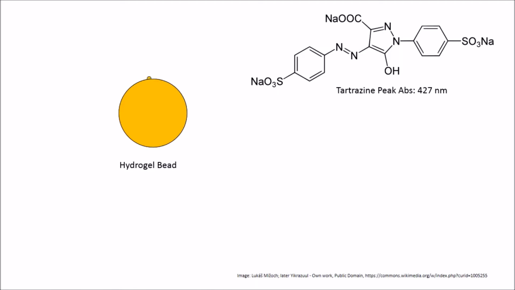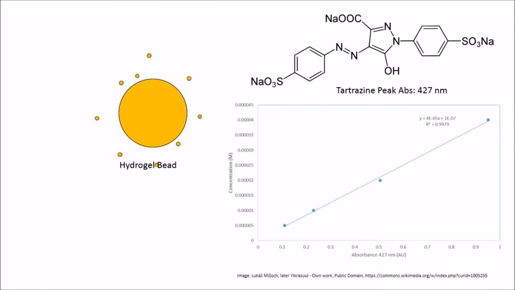The dye was delivered from sodium alginate beads, which allows the dye to diffuse slowly from the bead and into the simulated body. By measuring the absorbance of the water at 427 nanometers, the amount of dye released over time can be calculated based on a calibration curve.